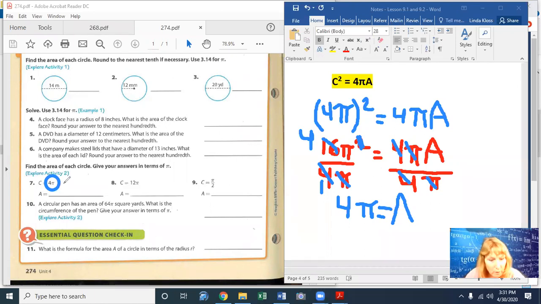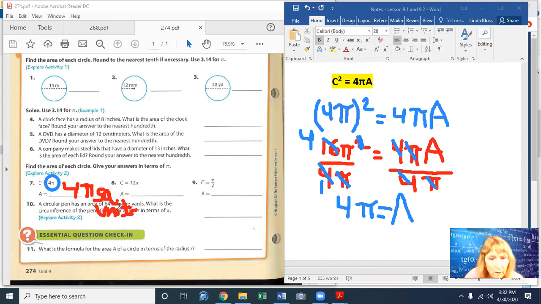So it's going to be 4 pi. And then is it squared, or what do you think it should be? Just 4 pi or 4 pi squared? 4 pi square units, because they don't give us units. So 4 pi square units. I'm going to write it down here for a minute. I'm going to have to erase it, but yeah. 4 pi square units.